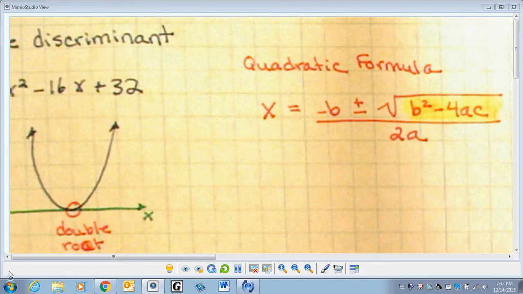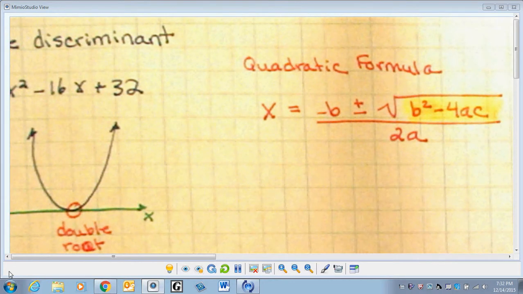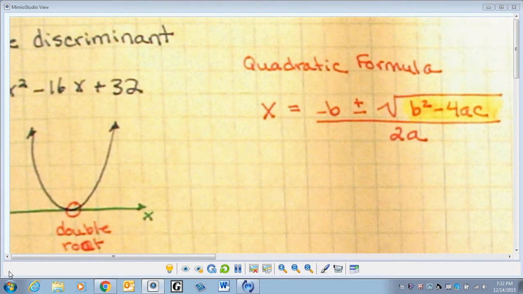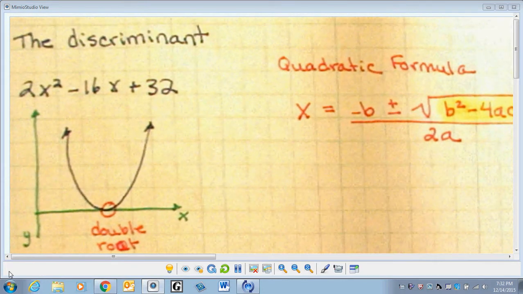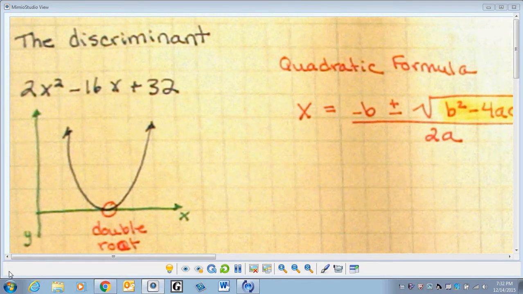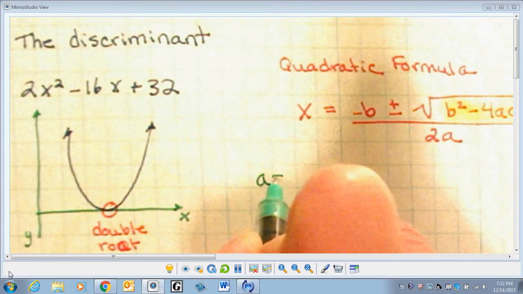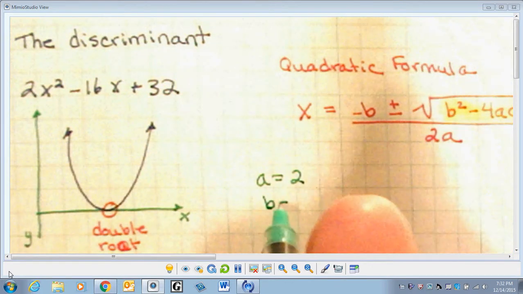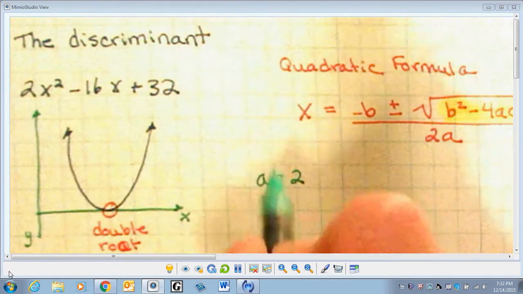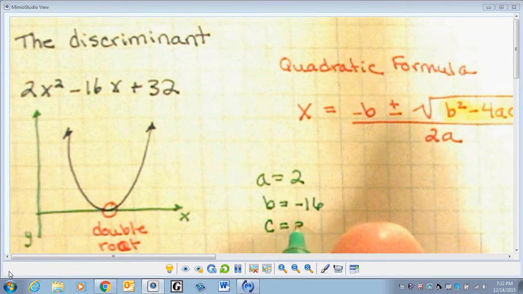But we're going to look at it with the entire quadratic formula, because that will help it make sense to you a little bit more. So the first thing we need to do is find out our a, our b, and our c. So let's write that down. So a is 2, b is negative 16, and c is 32.